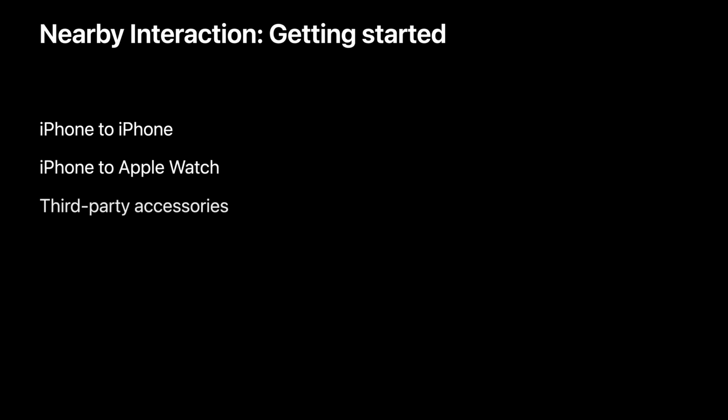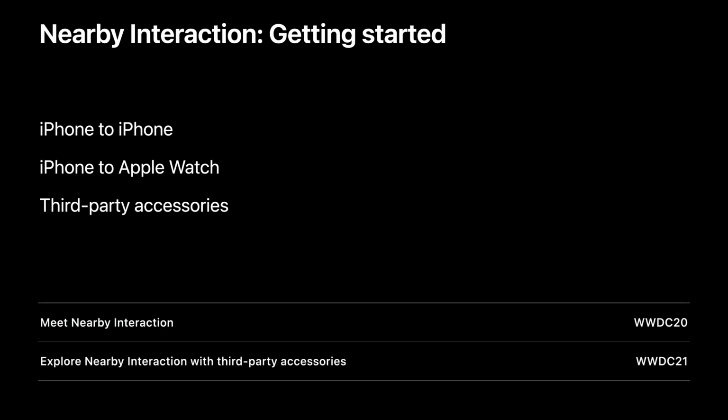When Nearby Interaction was introduced at WWDC 2020, the functionality focused on creating and running a session between two iPhones with U1. At WWDC 2021, the functionality was extended to support running sessions with Apple Watch and third-party ultra-wideband compatible accessories. If you're interested in a deep dive into the Nearby Interaction Framework's APIs, please review the WWDC Talk Meet Nearby Interaction from 2020 and Explore Nearby Interaction with third-party accessories from 2021.